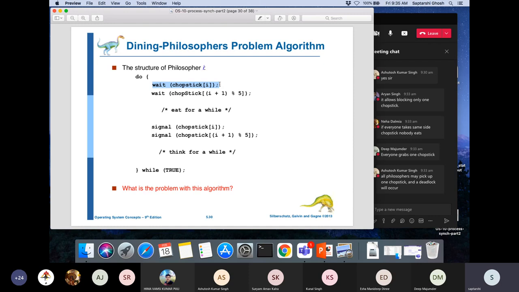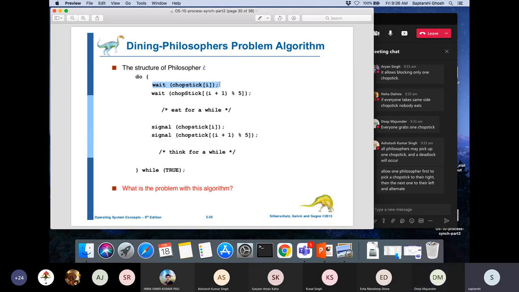If anyone wants to unmute and say, maybe Neha, Deep, Ashutosh, what can be done to prevent this? Sir, if we increase the time quantum for the process, then the process will not be interrupted between the two waits.